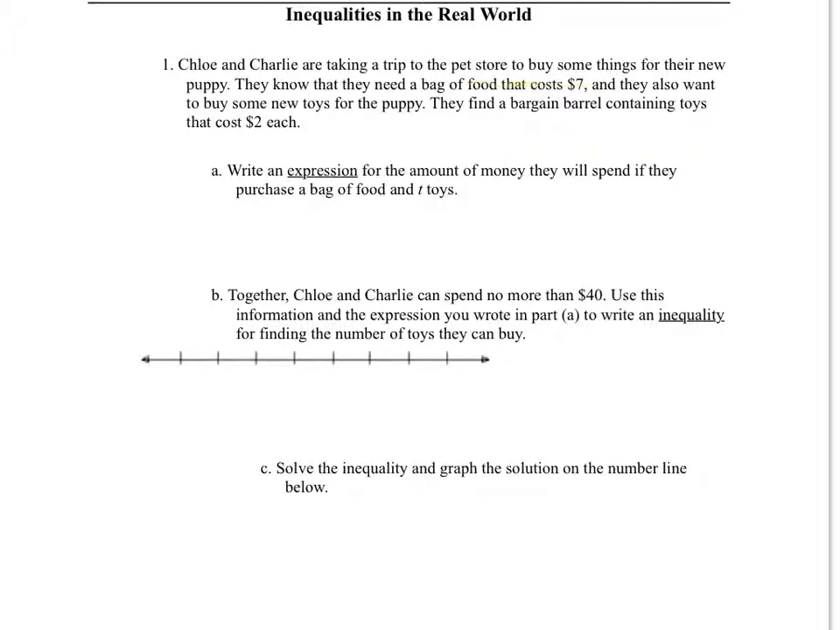I want to highlight. Bag of food that costs $7. Okay, so that's one price. It's a solid bag of food that costs $7 for buying one of those. They also want to buy some toys. They find a bargain barrel that contains toys that cost $2 each. So they're going to buy more than one of those.